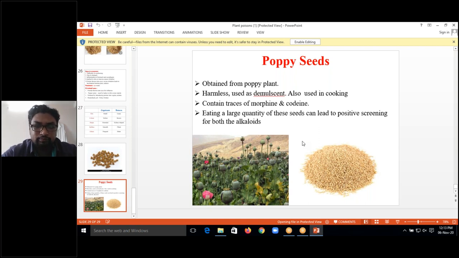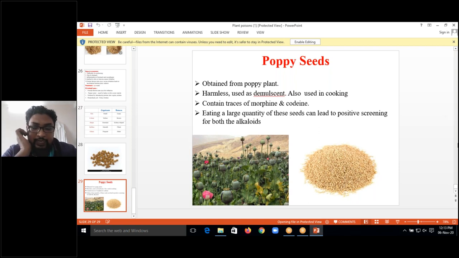So it can be relevant in the detection of drug abuse when it is taken in large quantities. So poppy seeds are harmless and used as a demulcent, and they contain morphine and codeine. And the problem will occur only if they are taken in very large quantities. So that's all.